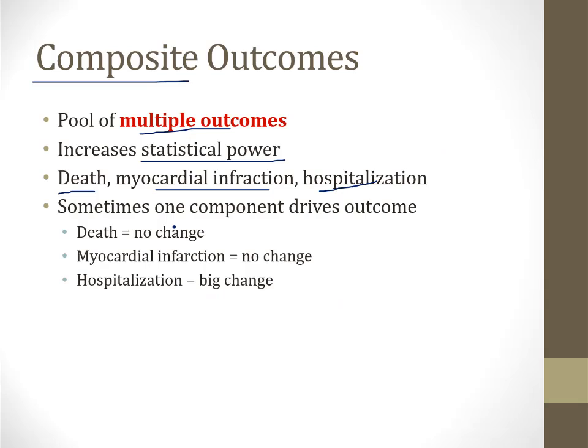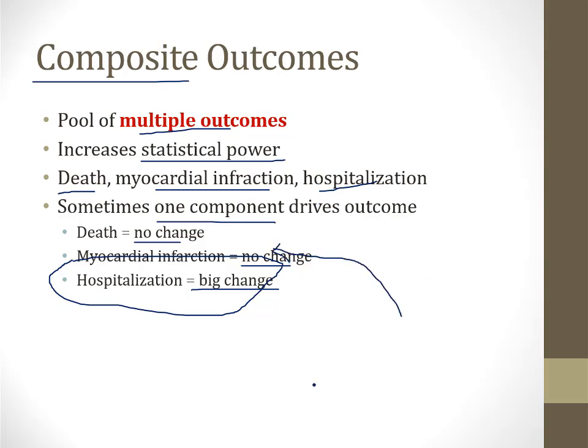The problem with composite outcomes is sometimes one component of the outcome is what drives the whole outcome of the study. For example, there are many studies in cardiology where an intervention shows no change in the death rate, no change in myocardial infarction, but a big change in hospitalization. And because of this one component, the entire intervention turns out to be positive. This can lead to a situation where an intervention is touted as improving mortality, but in reality, it only improved a composite outcome that included mortality, and that composite outcome was entirely driven by the hospitalization rate.